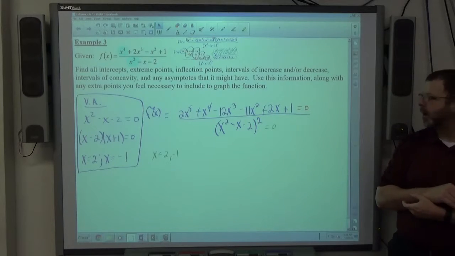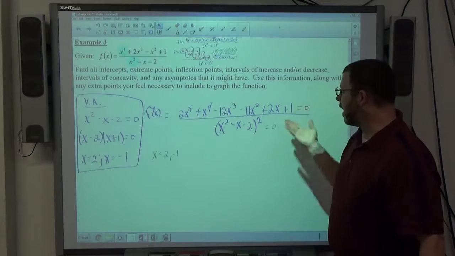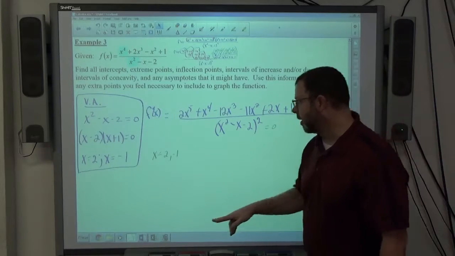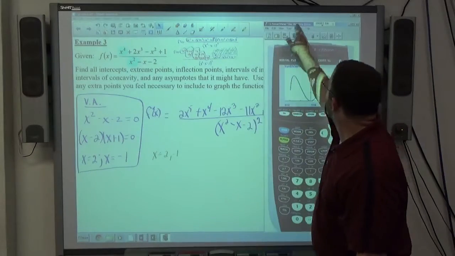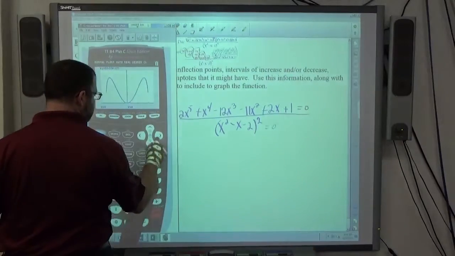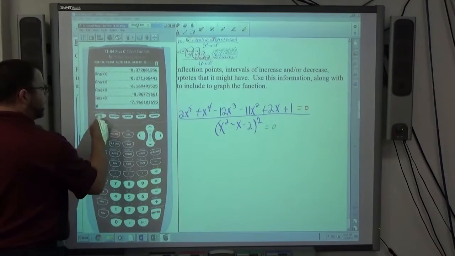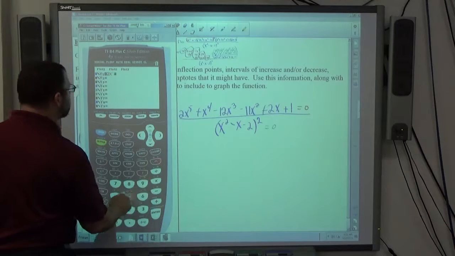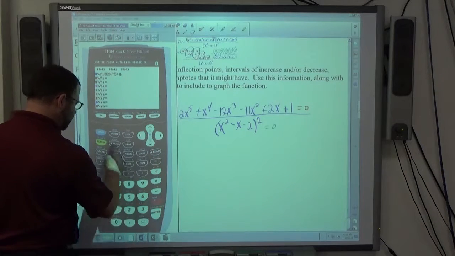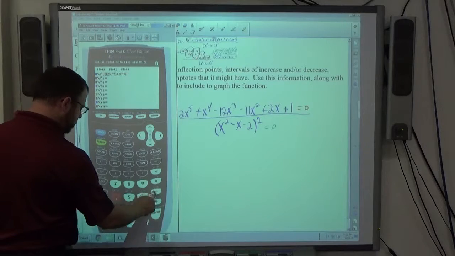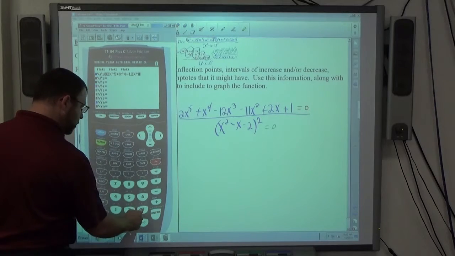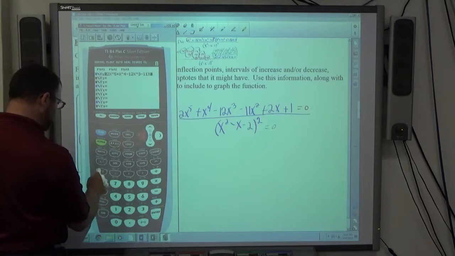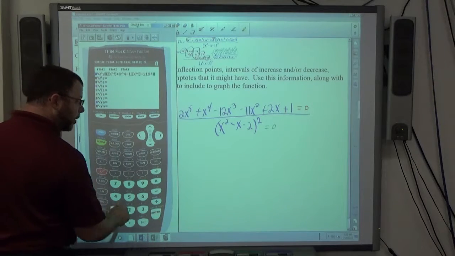All right, so keep that in mind. As far as the top equaling 0, I have no idea when a 5th power function is going to equal 0. So what I'm going to do is use my calculator to find that out. So go over here, type in the top: 2x to the 5th plus x to the 4th minus 12x cubed minus 11x squared plus 2x plus 1.